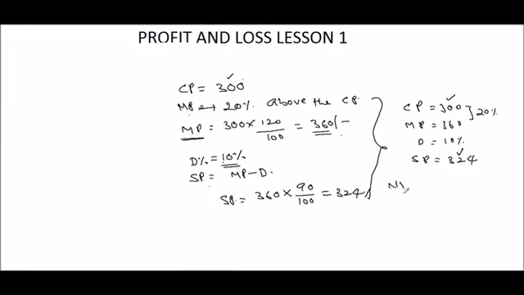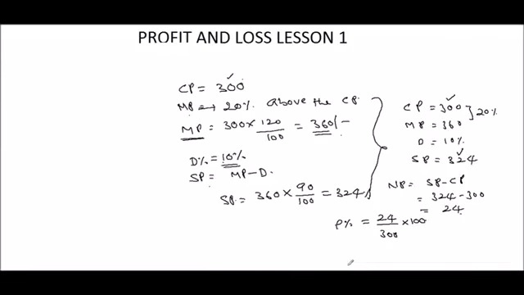Now, net profit is equal to selling price minus cost price. Of course, this should be 324 minus 300. You will get a profit of 24 rupees. Now, I want to show this in terms of percentage. The profit percentage in this transaction is net profit upon cost price, 300, into 100.